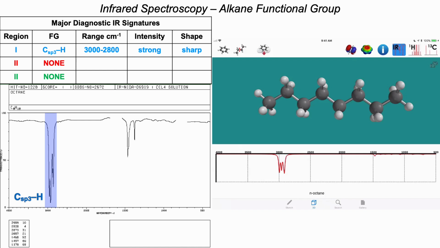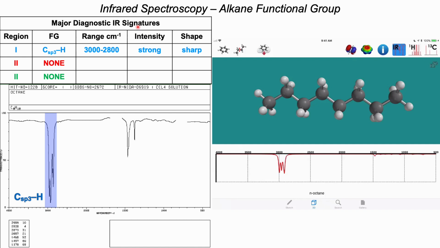In this PowerPoint recording, we will look at the different functional groups encountered in Organic Chemistry 1 using infrared spectroscopy. So as we see on the slide here, there's a couple different sections of information that we'll walk through first, and then we'll go through each different functional group, pointing out the main diagnostic signatures.